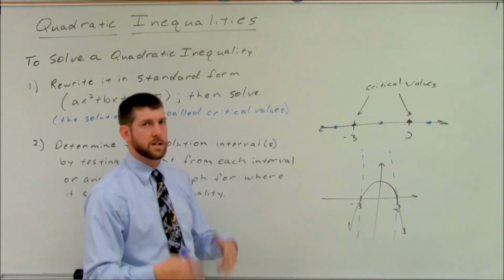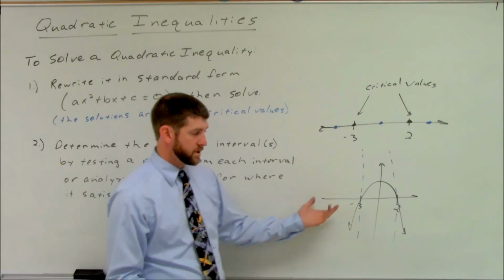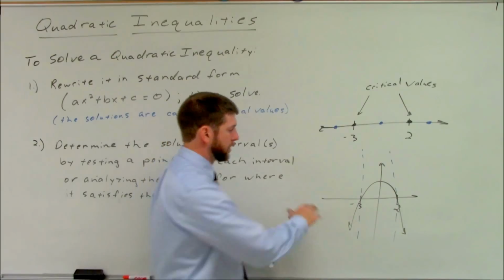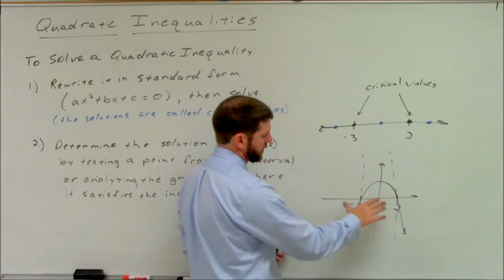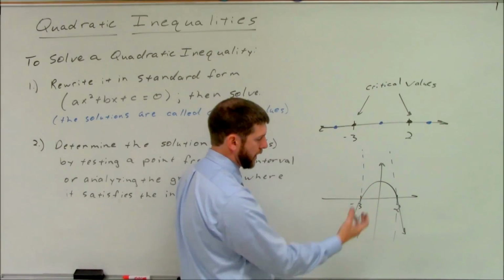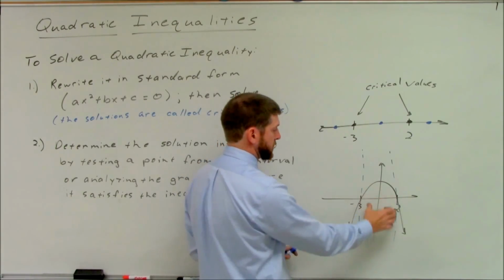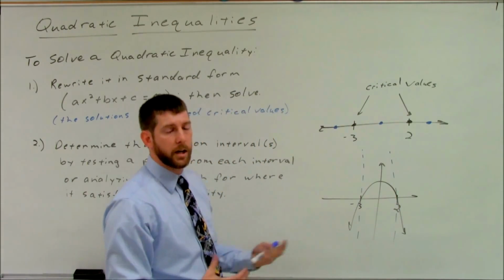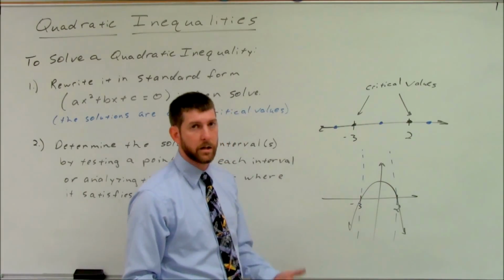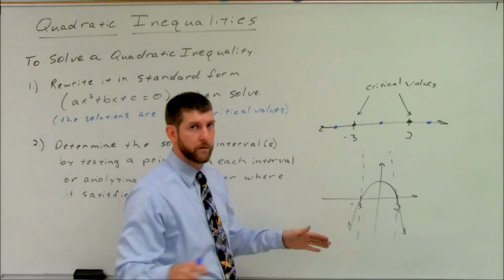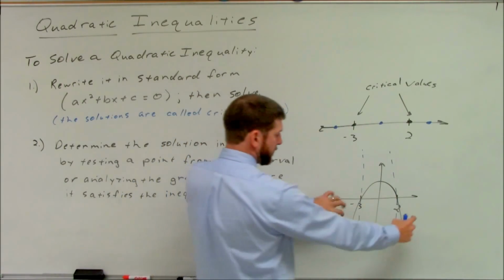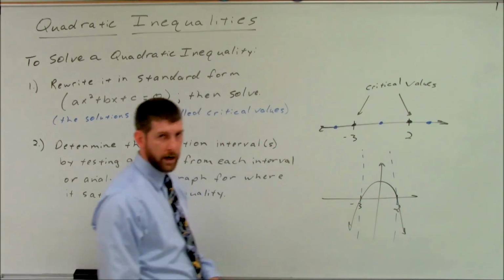So if the inequality said greater than 0, 0 being the x-axis, which portion of the graph is greater than the x-axis? That's the middle portion, the middle interval. If it said less than, which portion of the curve is below the x-axis? That'd be the 2 outside portions, or the 2 outside intervals.